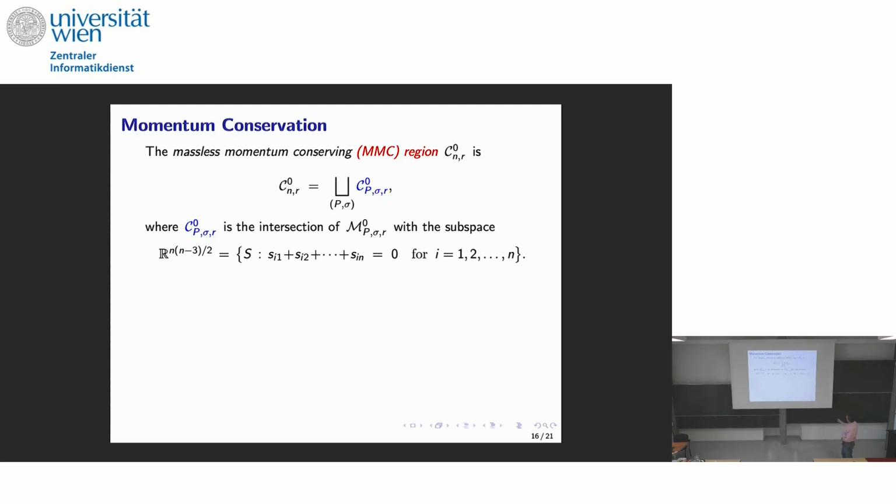I'm sorry, for each, so I'm summing, I have an n by n matrix, symmetric, the rows and columns sum to 0. Okay, so that's it, and then what's left is a linear space of dimension n times n minus 3 over 2.